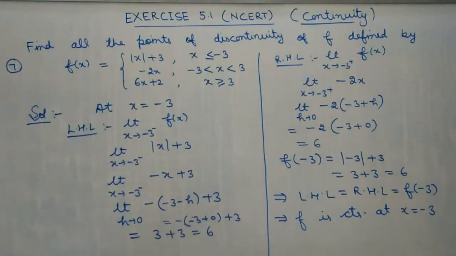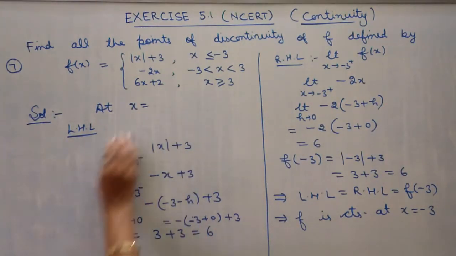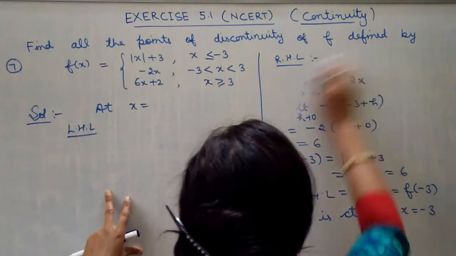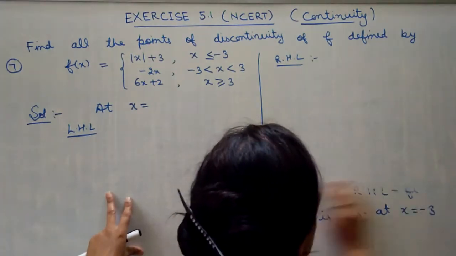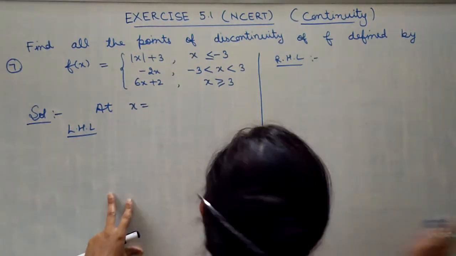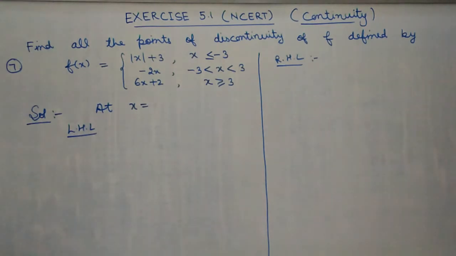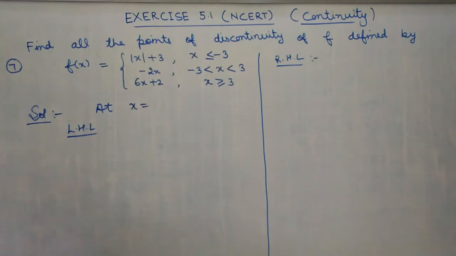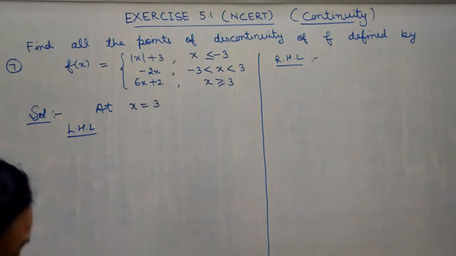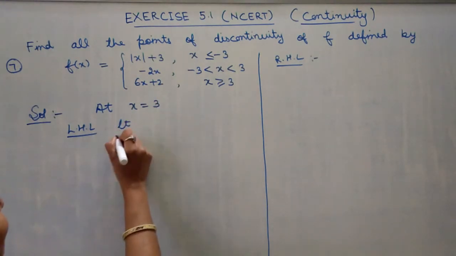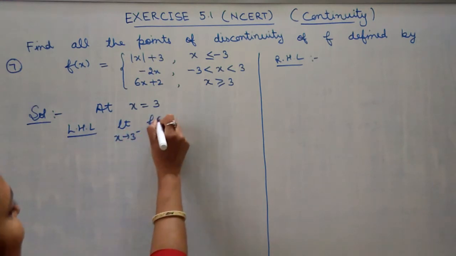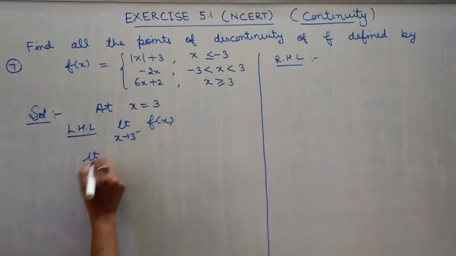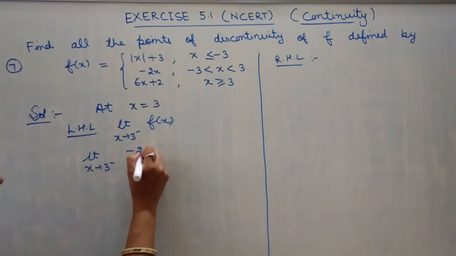How can we check? I will take it as 3. Similarly, left and right, both values will be used. So how can you put the values? Not -3, it is 3. At 3, when you take limit x approaches to 3 negative of f(x), what is the value for less than 3? That is -2x. Limit x approaches to 3 negative, that is -2x.